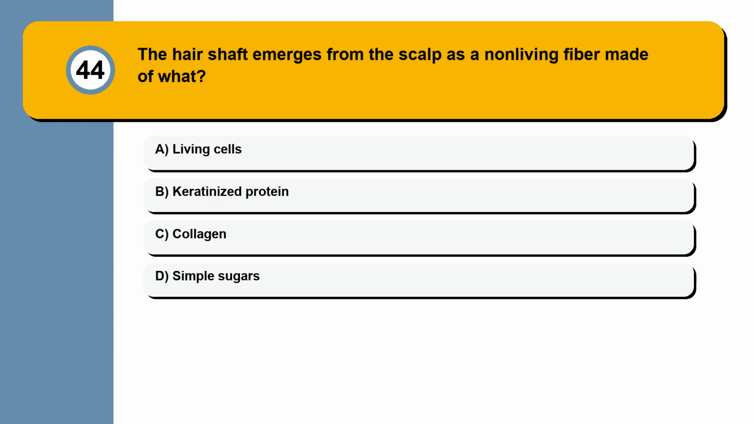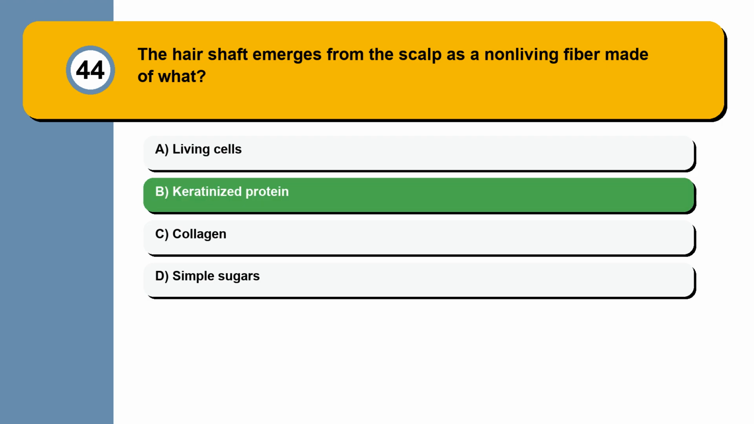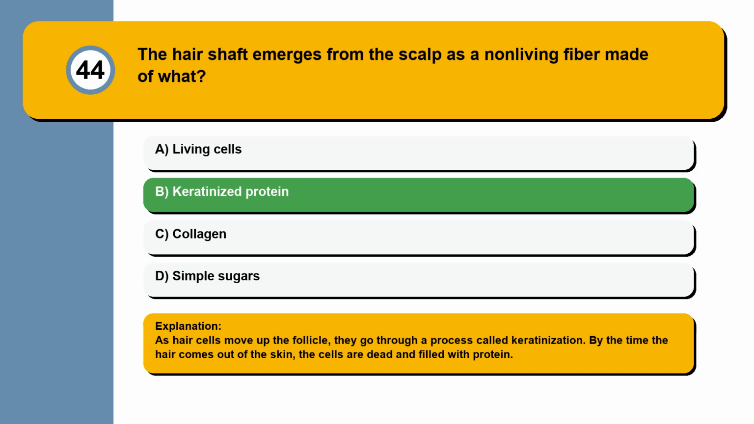Question 44. The hair shaft emerges from the scalp as a non-living fiber made of what? Living cells, keratinized protein, collagen, simple sugars. As hair cells move up the follicle, they go through a process called keratinization. By the time the hair comes out of the skin, the cells are dead and filled with protein.